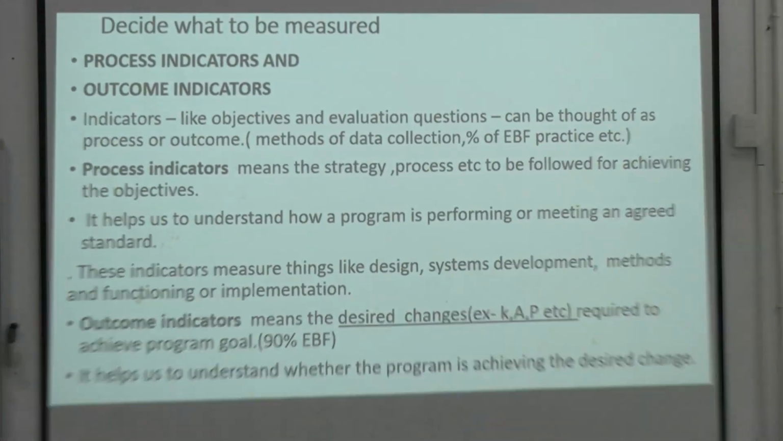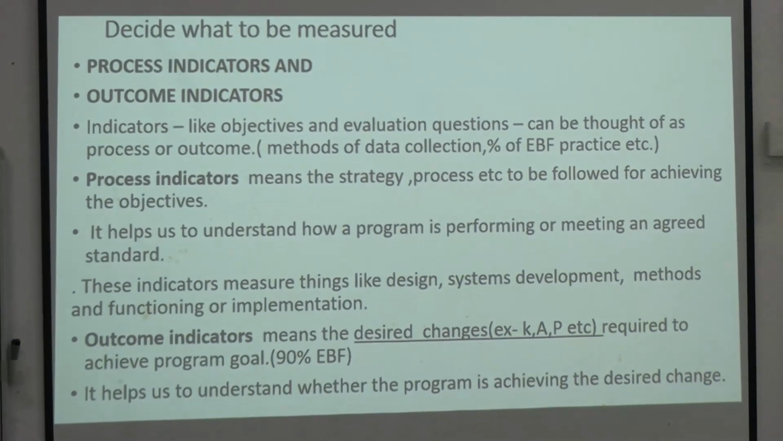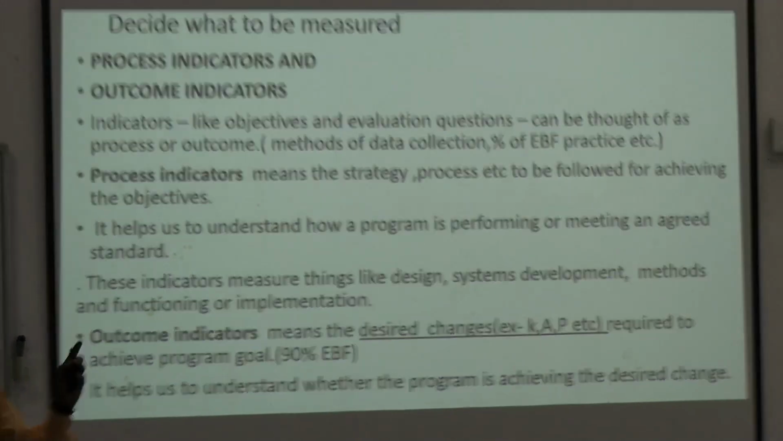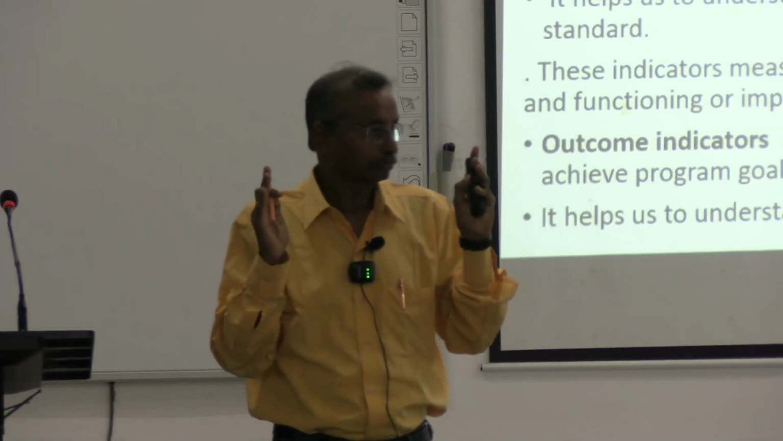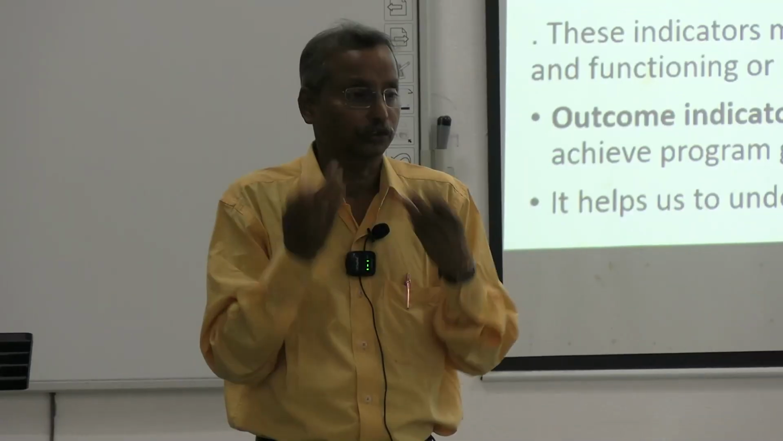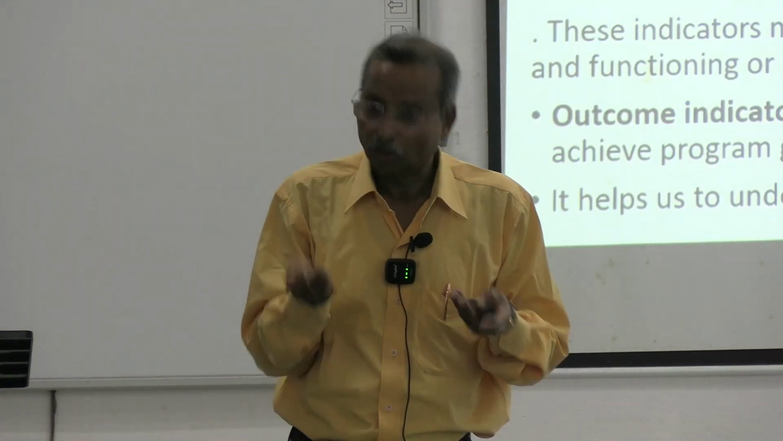Now, what to measure? Again, what to be measured? Number one, two types of indicators are there. One is process indicators and there is outcome indicators. Process indicator means about the process, whether the total process, whole system, the method, the procedure, the strategy we follow, that worked or not.